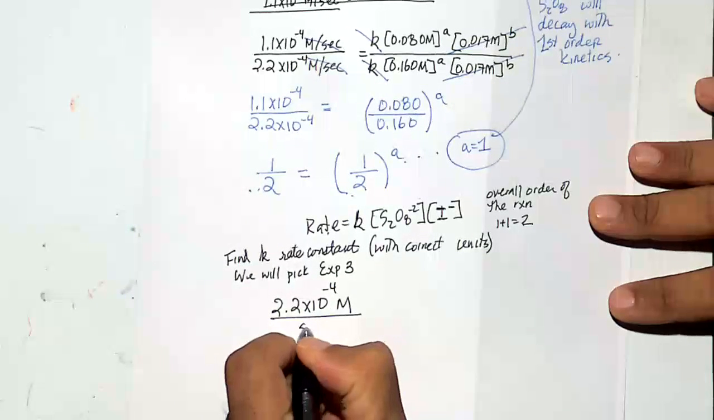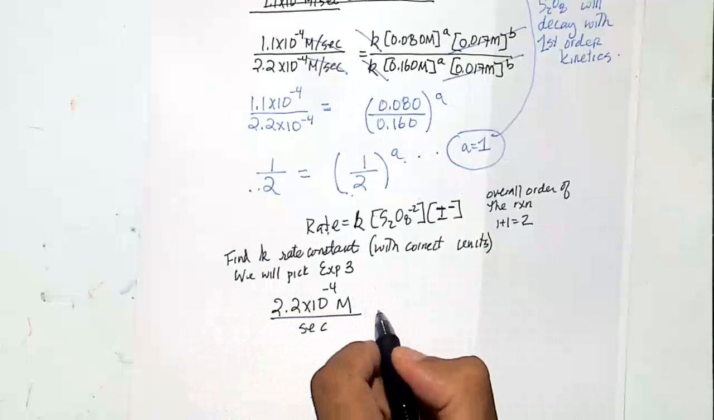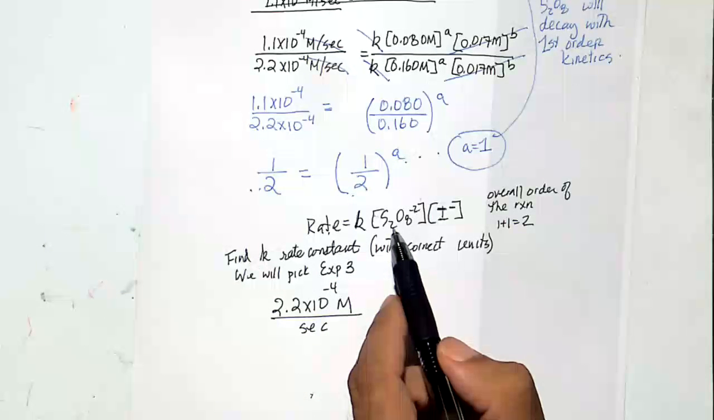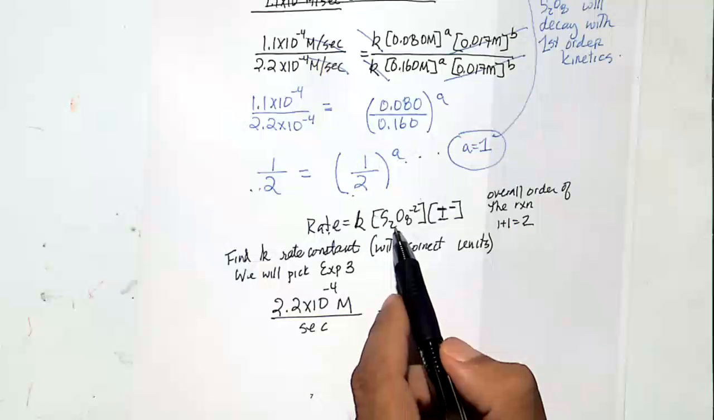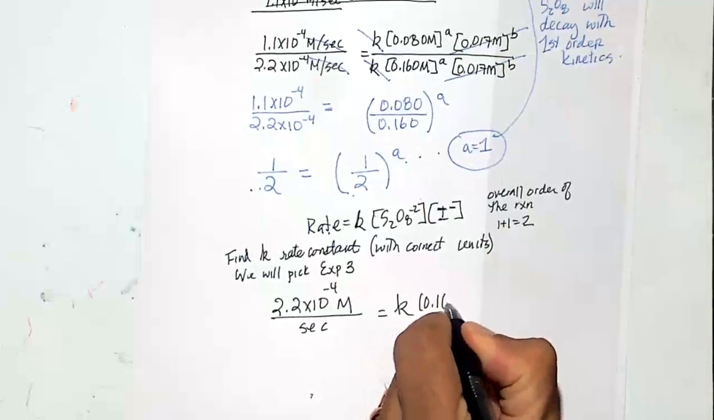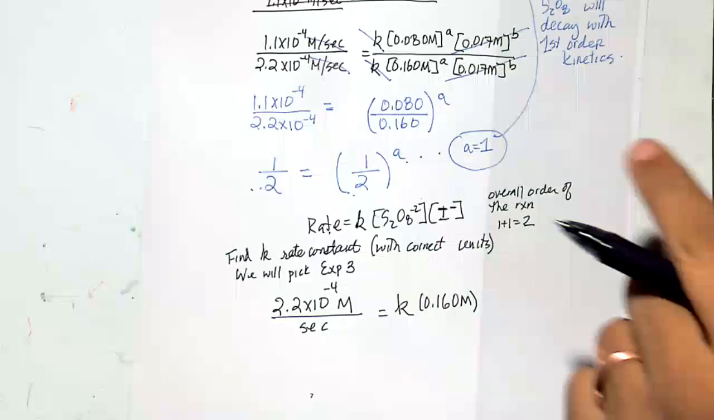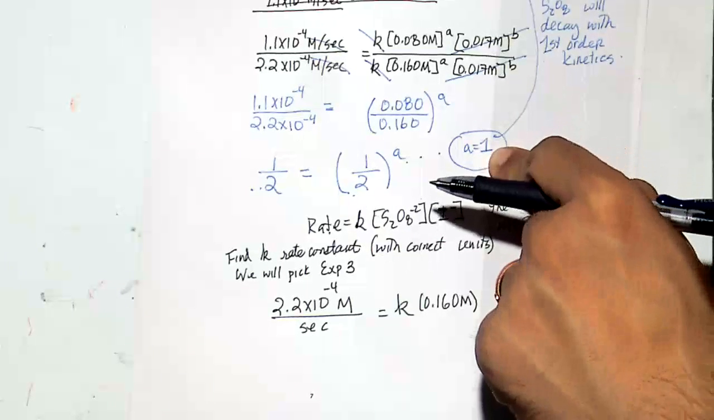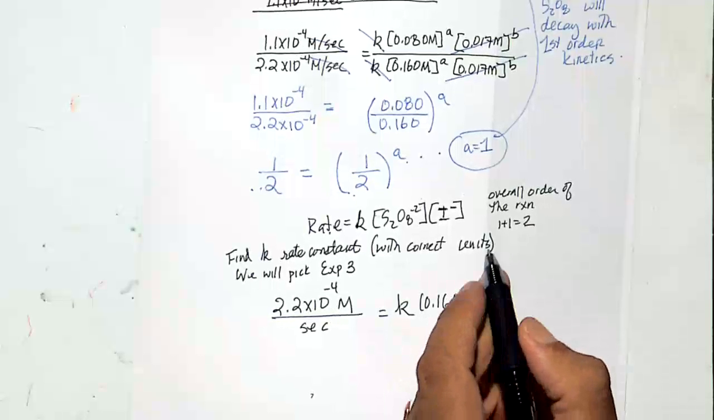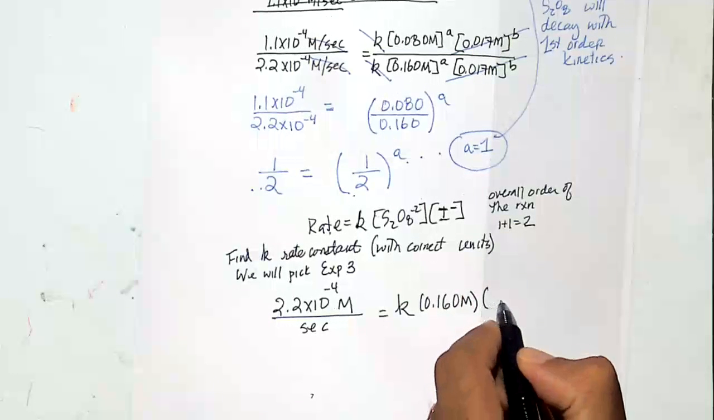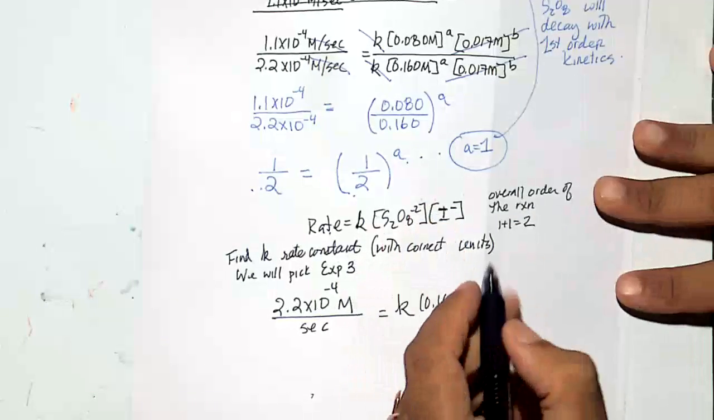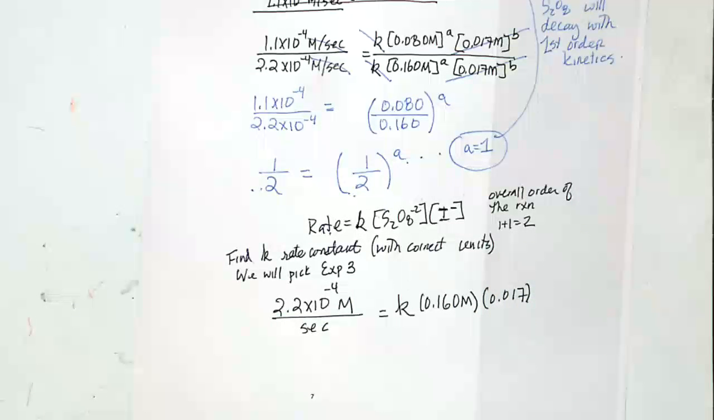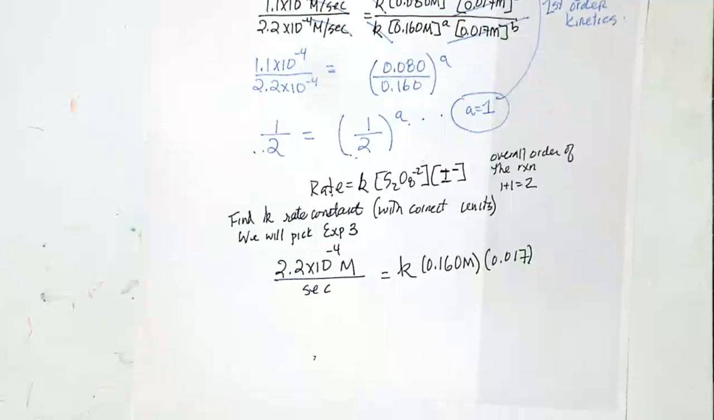The units are molar over seconds. So units are important here. This is k. This is what we're trying to solve for. What is S2O8 minus 2 for experiment 3, Leslie? 0.160 M raised to the power of what number? Raised to the power of 1. And then times, what's I minus? 0.017, raised to the power of what number? That's also raised to the power of 1.